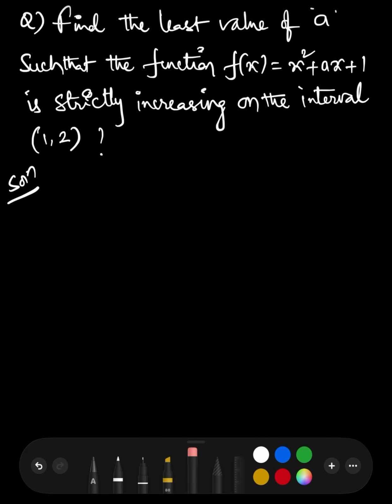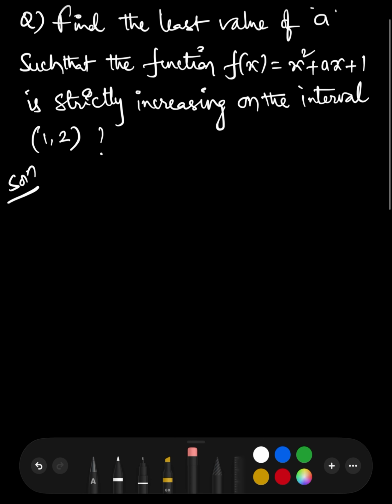Hi students, today we will discuss a very interesting question from strictly increasing and decreasing functions. Now coming to the question: find the least value of a such that the function f(x) = x² + ax + 1 is strictly increasing on the open interval (1, 2).